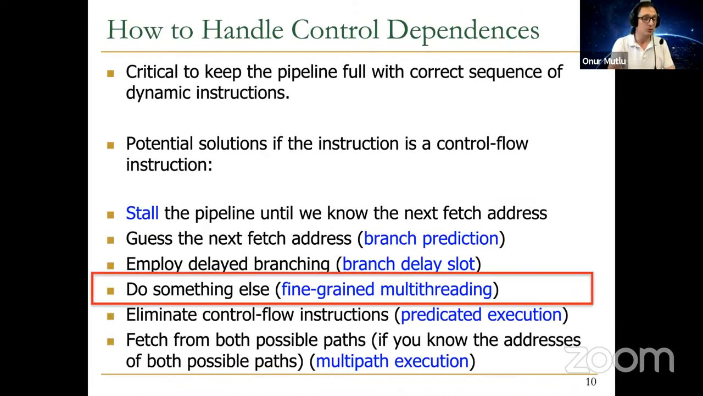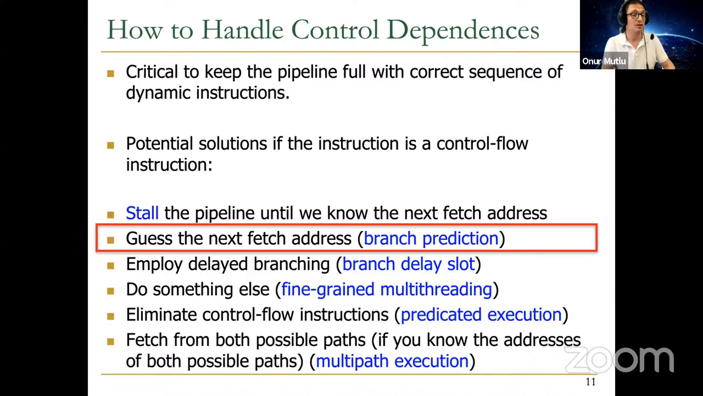Okay. So we've seen do something else. I'm not going to go through that, so I will eliminate that solution. If you're interested, you can look at the pipelining lecture again and study it again. But fine-grained multithreading is a very powerful idea, clearly. This is how GPUs ensure that they don't need to do branch prediction within a thread.